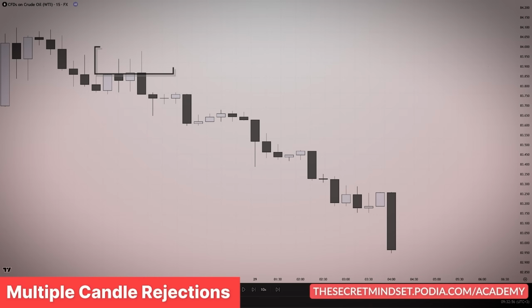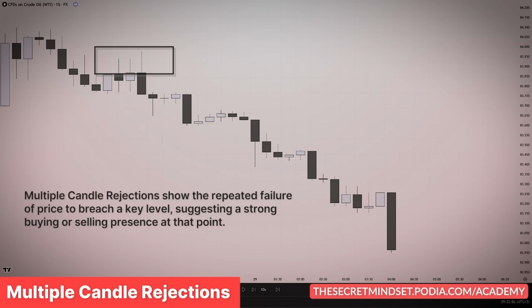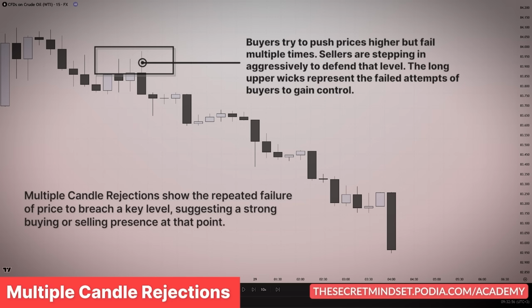Multiple candle rejections show the repeated failure of price to breach a key level, suggesting a strong buying or selling presence at that point. When buyers try to push prices higher but fail multiple times, it indicates that sellers are stepping in aggressively to defend that level.